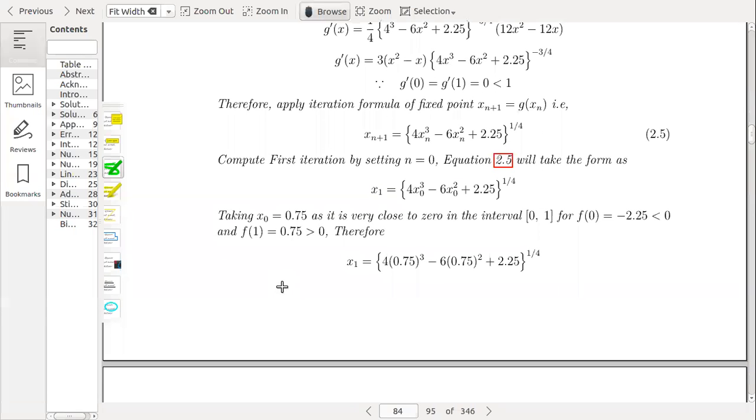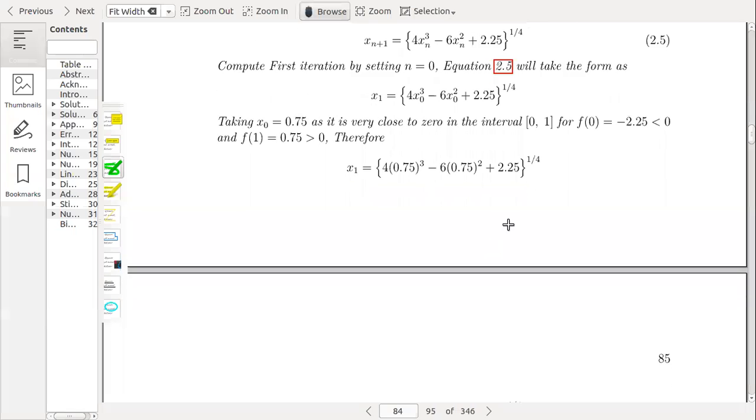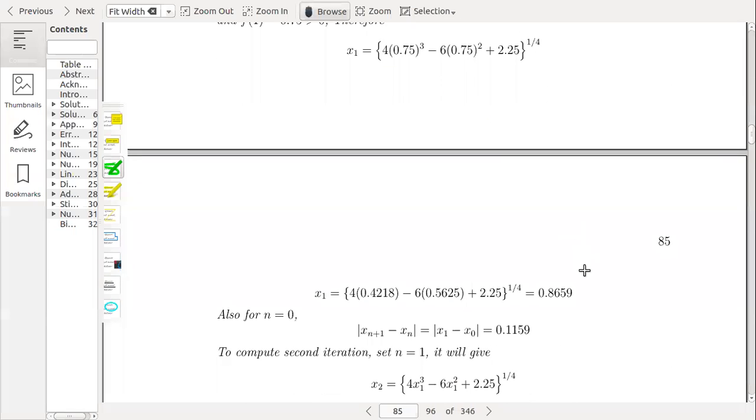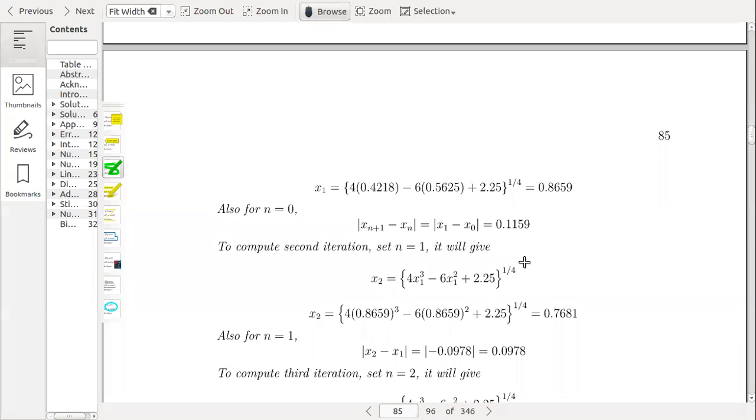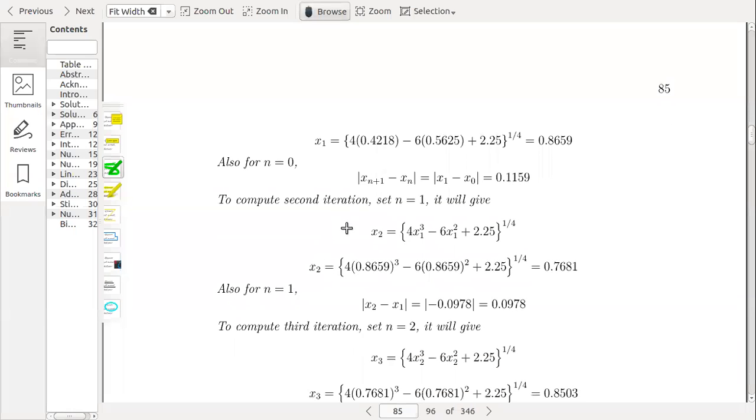If we take this as an initial guess, x1 will be (4 into 0.75^3 minus 6 into 0.75^2 plus 2.25) all power 1 by 4, and we will have the first iteration x1 equal to 0.8659. Also for n equal to 0, x_{n+1} minus x_n, that is x1 minus x0, is equal to 0.1159.